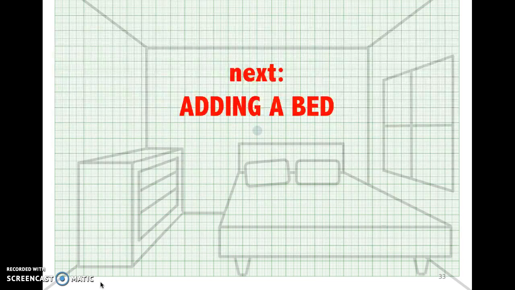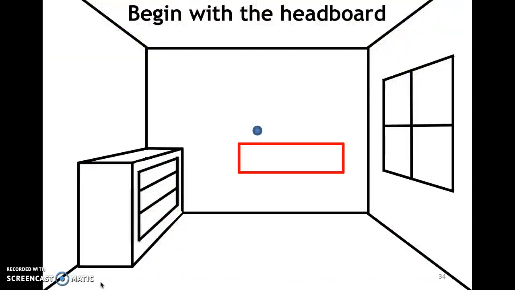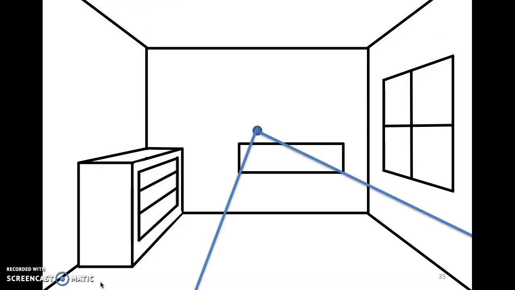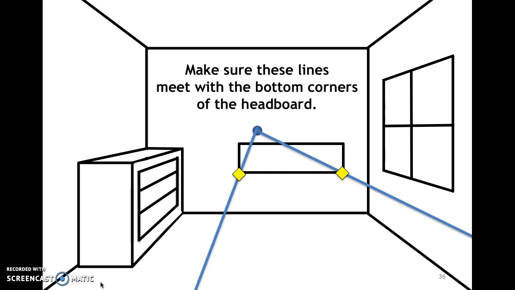The next step is adding a bed. Okay, so for your bed, we're going to begin with the headboard. We're going to add your converging lines. Notice they meet up with the ends of the rectangle. So it's going to meet with the bottom corners of the headboard.